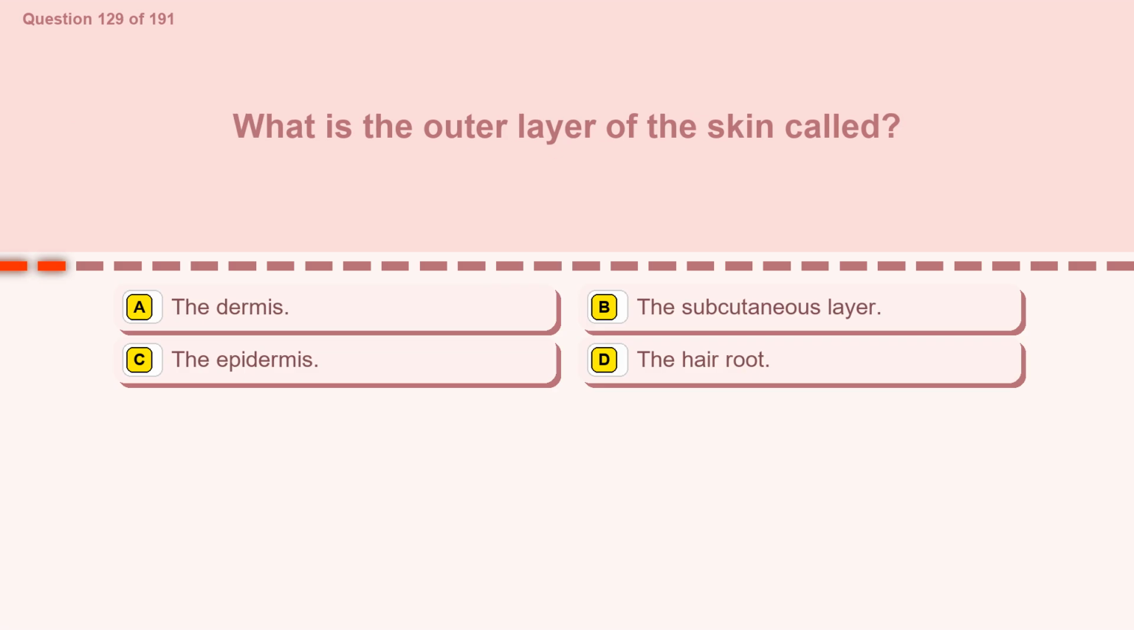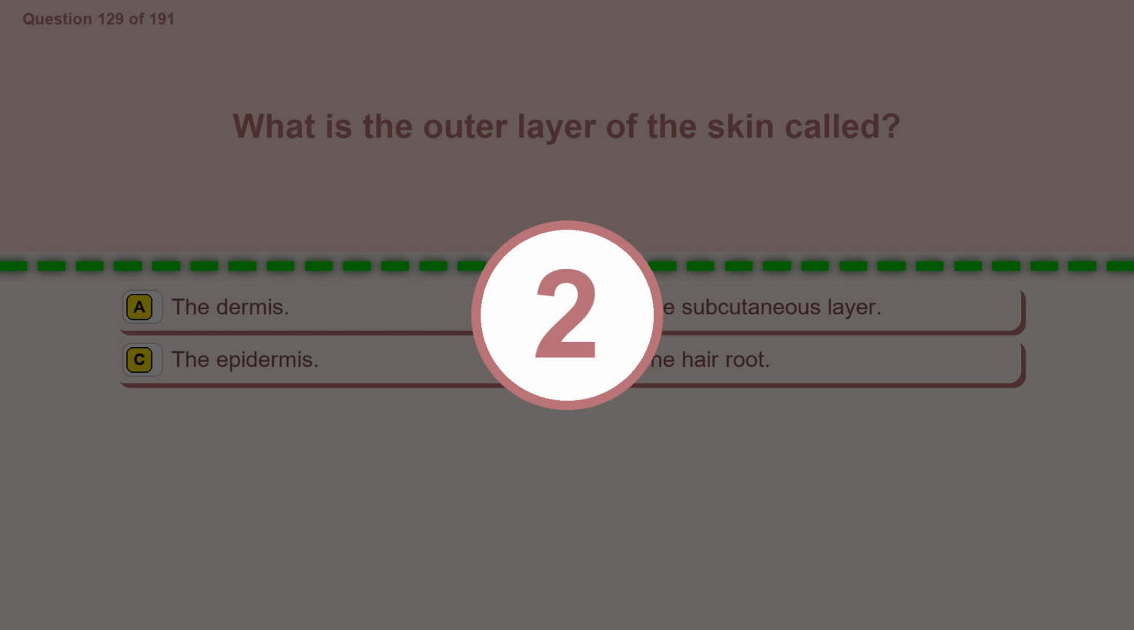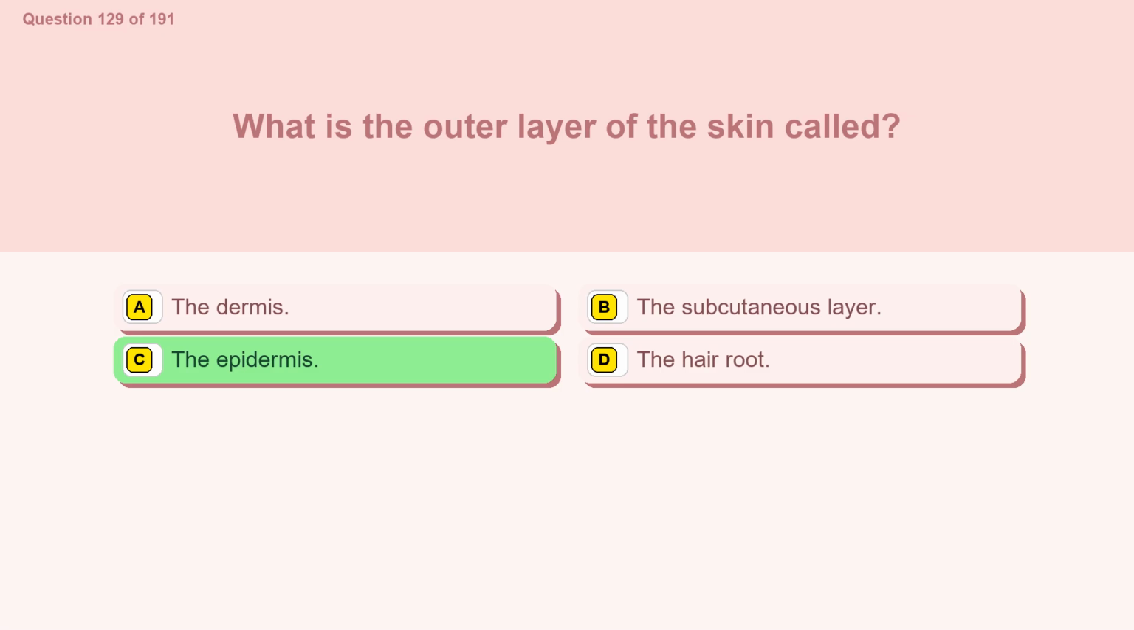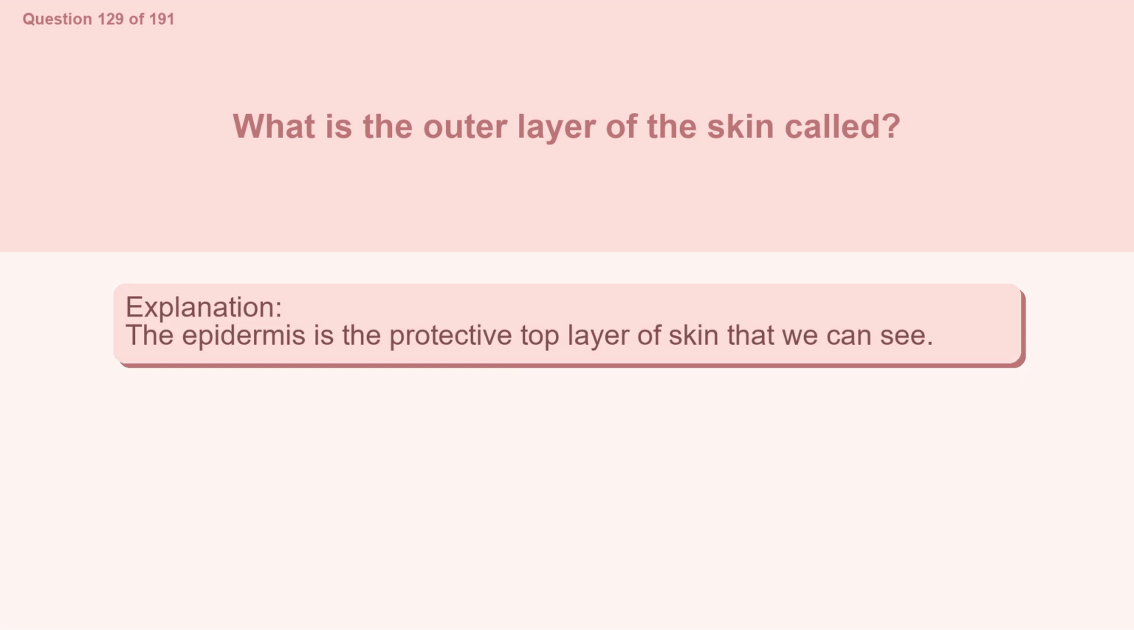Question 129. What is the outer layer of the skin called? Option A, the dermis. Option B, the subcutaneous layer. Option C, the epidermis. Option D, the hair root. The correct answer is option C, the epidermis. The epidermis is the protective top layer of skin that we can see.